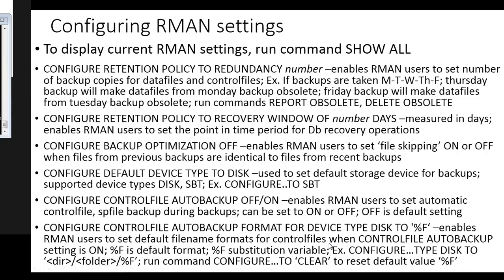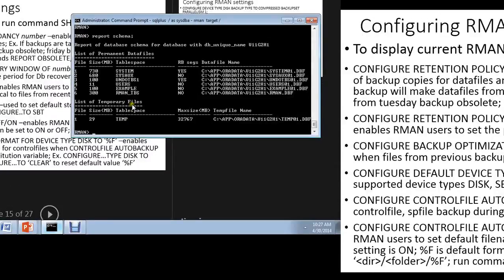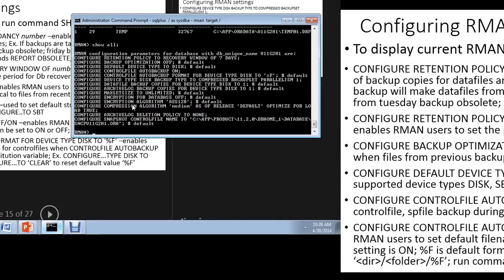And now we're going to get into configuring your RMAN settings. So what I'll do is run this command, show all. This is how you should be able to see all of your RMAN settings. The first setting, as you can see, is configure retention policy to recovery window. So you have two choices. Here I have 7 days.